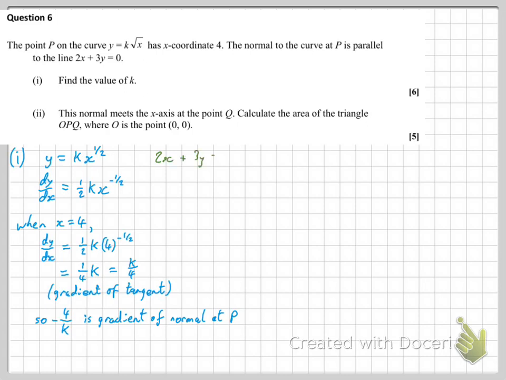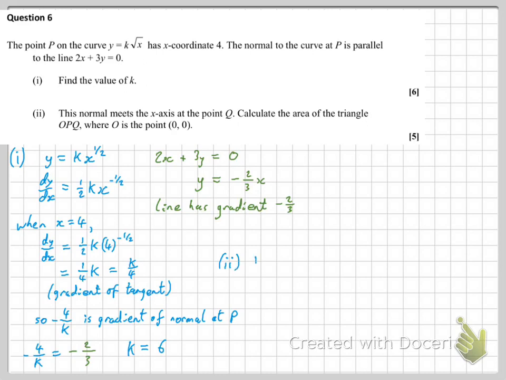Now, the way that that's been given at the moment is not particularly helpful, so rearrange it to get the gradient of that line. Now, we know that that line is parallel to the normal at P. So those two expressions that we've ended up with must be equal to each other. And if you rearrange that to get k on its own, you get k is 6. And we've done part 1.